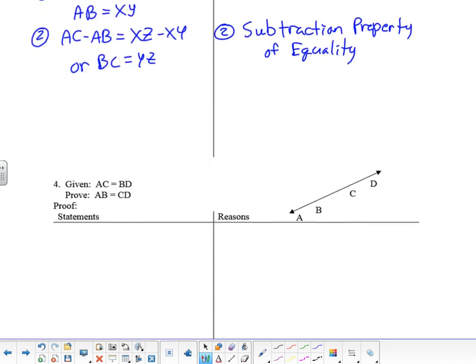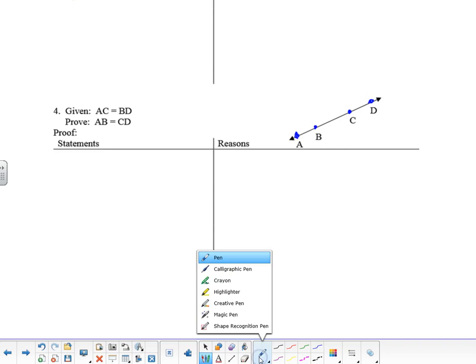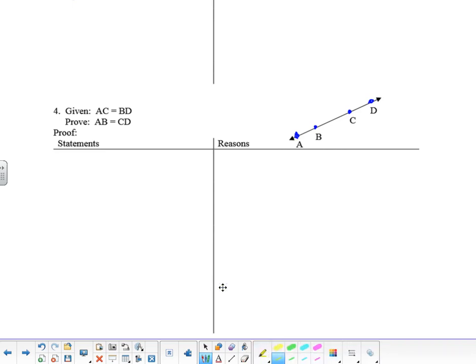Okay, number 4 is going to be very similar again. This time, let's put some dots on here. We're given now AC is equal to BD. So that's our given. And we're trying to get down to prove our smaller sides. Well, we still have that same reflexive property, and this time we're just going to subtract it.